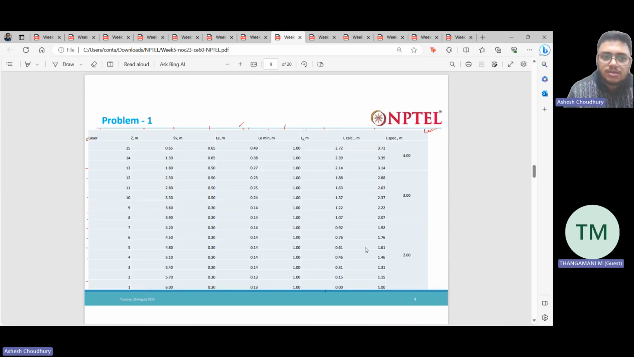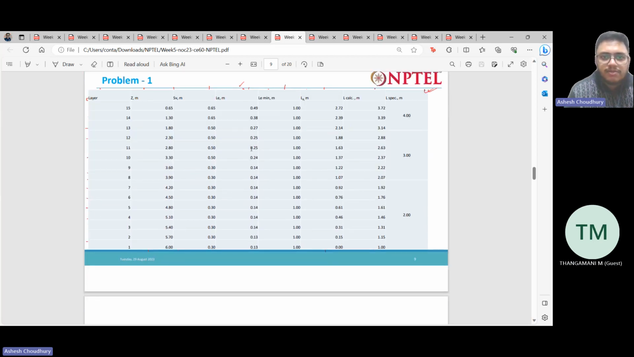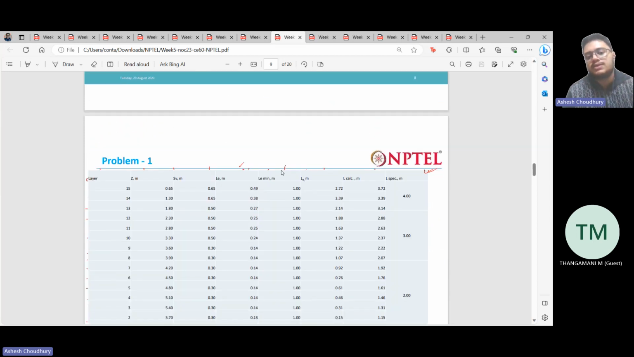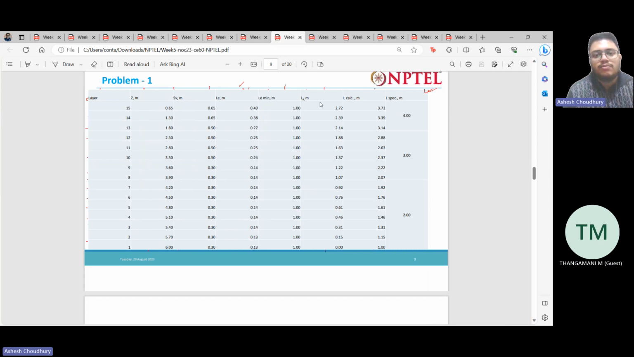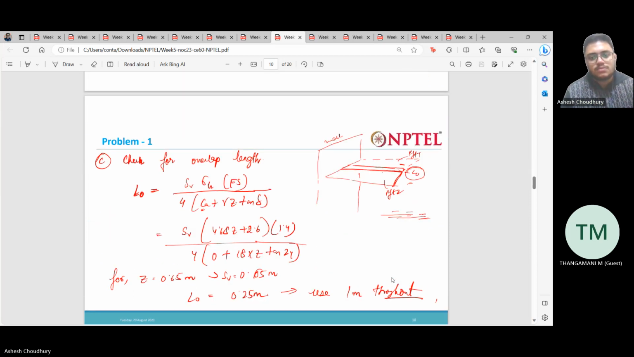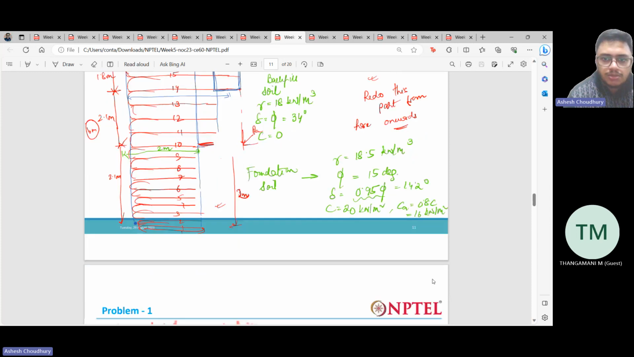Then we decided how much length we should give. So here you can see LE is coming very less, but minimum embedment length we have to provide as 1 meter. So minimum LE is provided, then LR we found out. So LR plus LE will give us the final length. Then we calculated the overlap length. So if you want to overlap the reinforcement and not seam them, how much overlap length we should actually provide. Okay, so that was it.